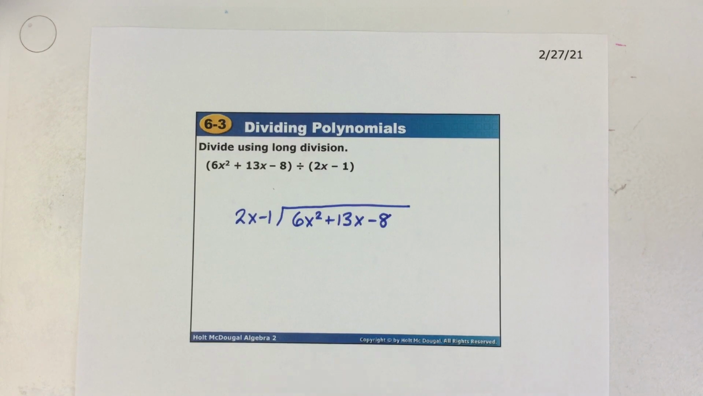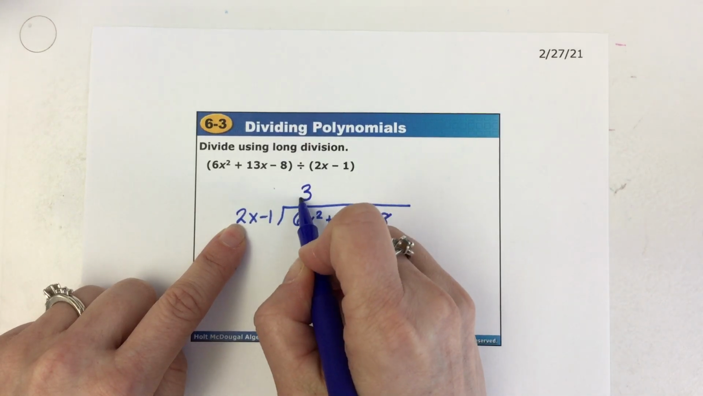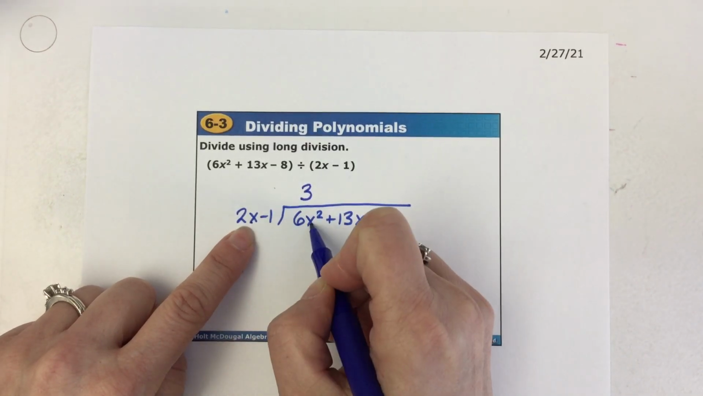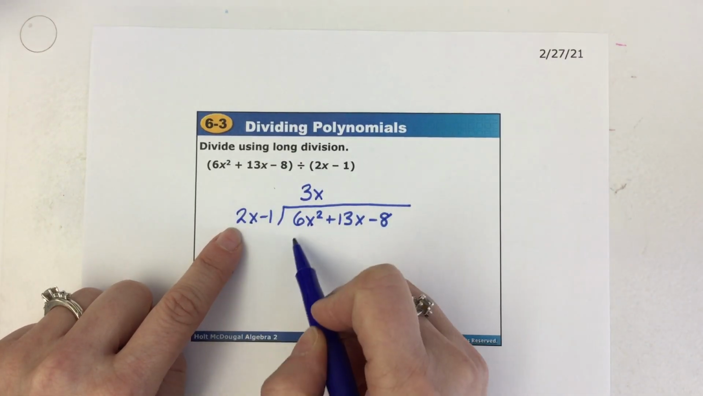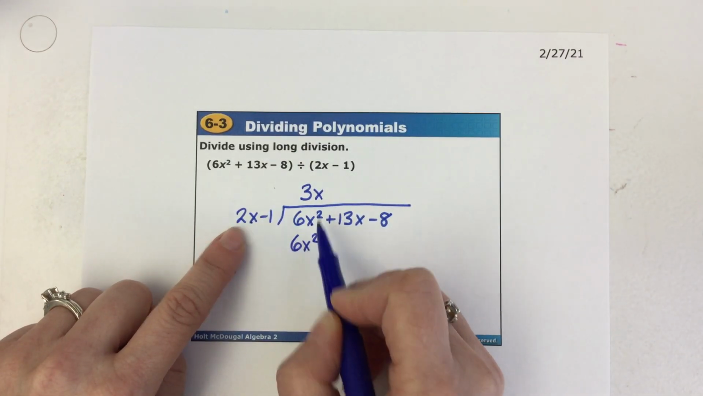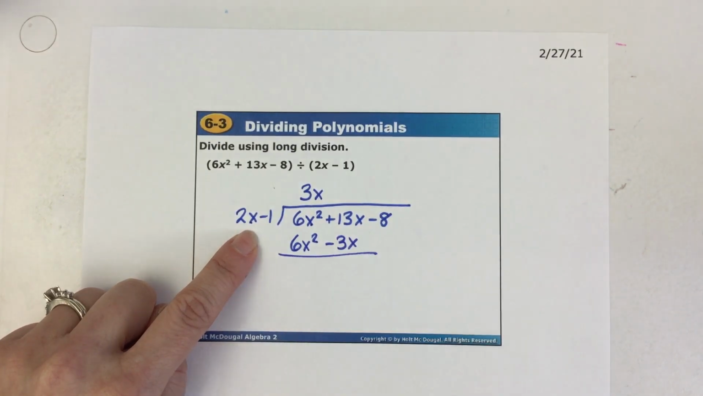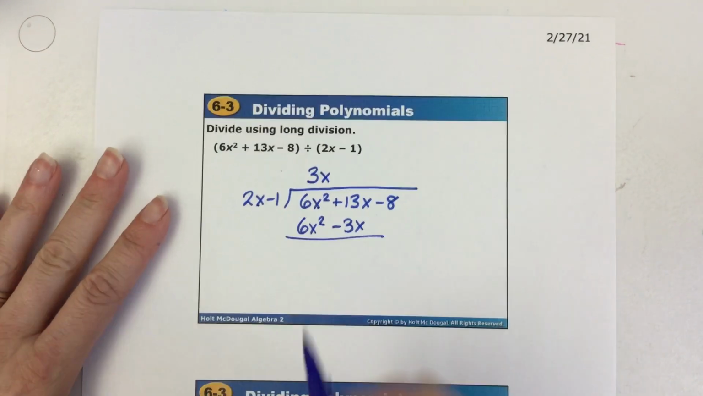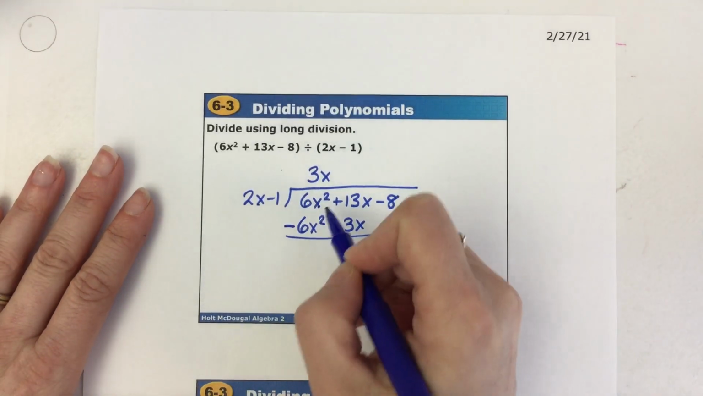Step 1, I need 2x to become 6x squared. To turn a 2 into a 6, I need to multiply by 3. This has 1x, I need to have 2, so one more. 3x times 2x is 6x squared. 3x times negative 1 is negative 3x. To cancel the first term, change the signs. This becomes a negative, this becomes a positive.